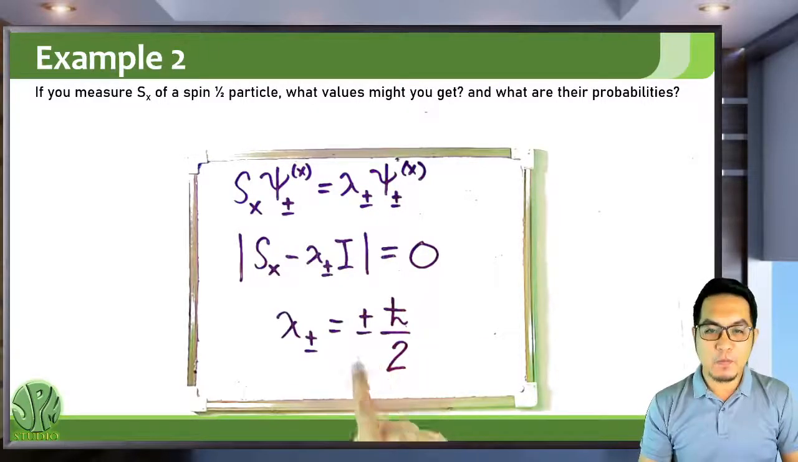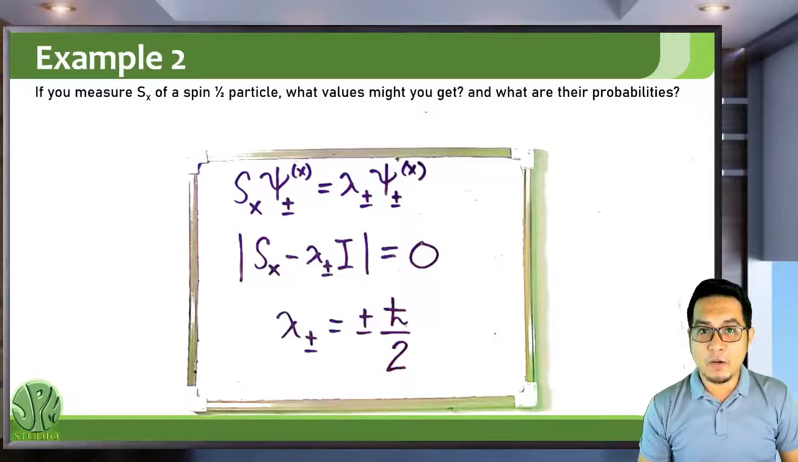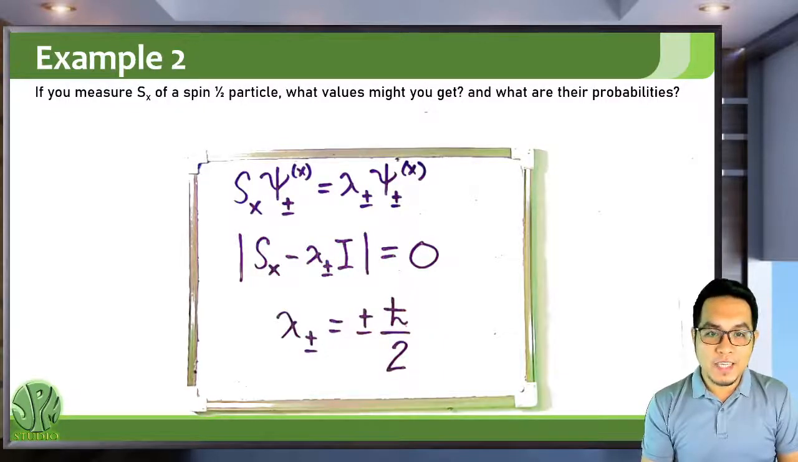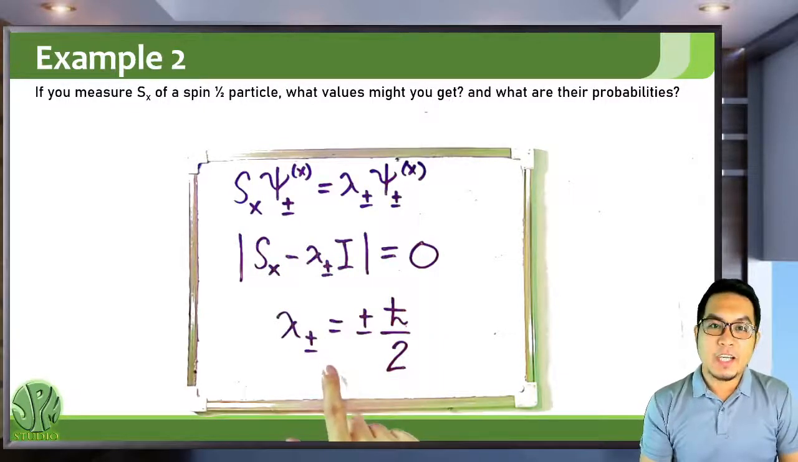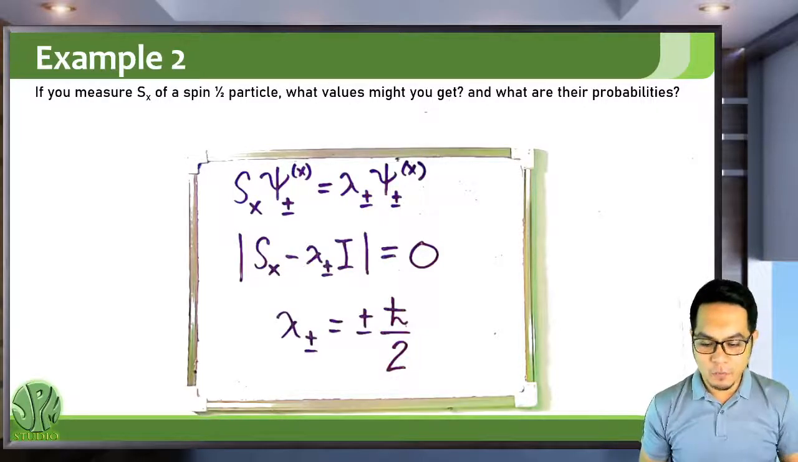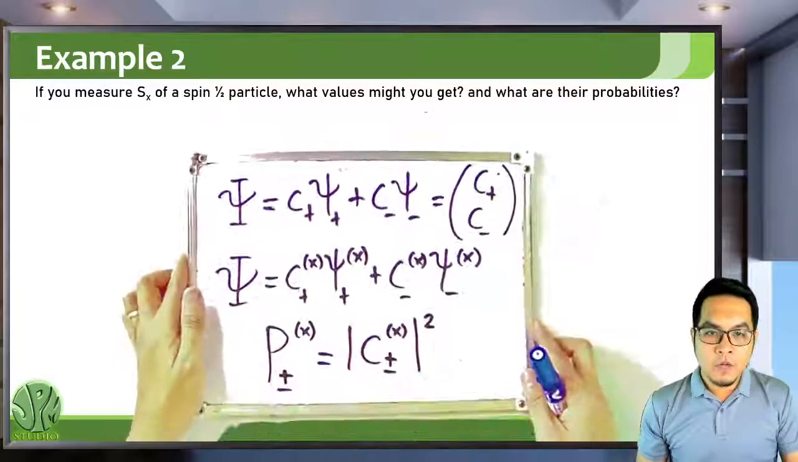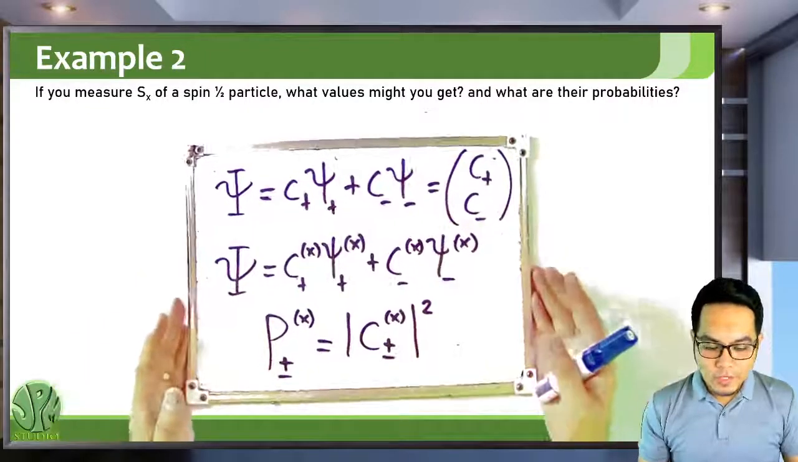The negative h bar over 2 corresponds to the spin down state. Similarly, for Sx, if you solve the eigenvalue equation for Sx, you will notice that it will also have the same eigenvalues, plus and minus h bar over 2.